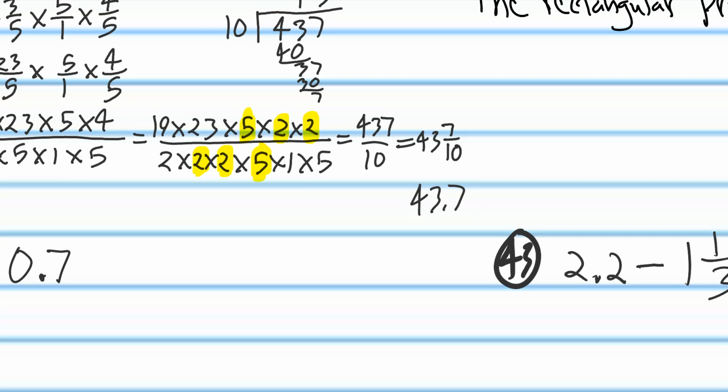And there you go. So 43.7. So that's the quickest way to do it. You're dividing by 10, you just move the decimal one place over. So there's a lot of different ways to do this. All right, going to rectangle that.